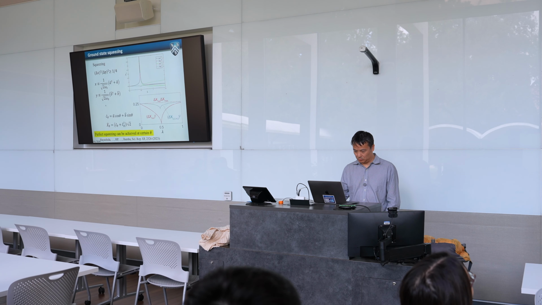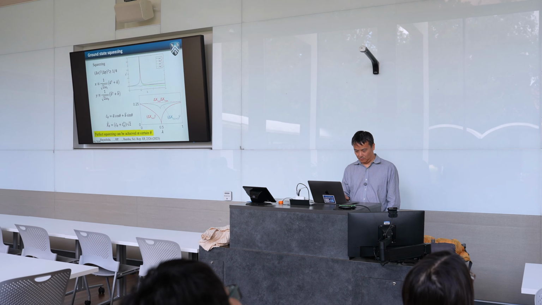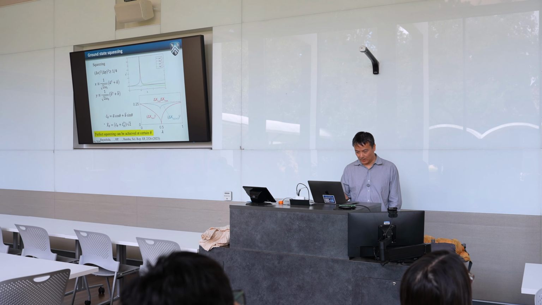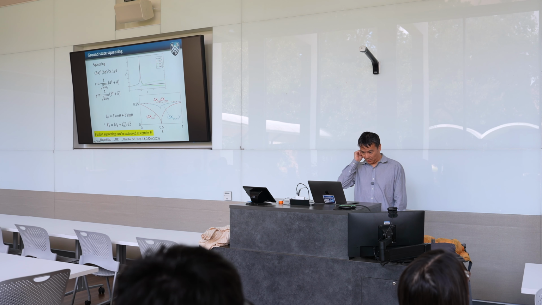But if you do it a slightly more clever way, you can define a new bosonic operator C, which is a linear combination of A and B, parameterized by this angle theta, and you can find the optimal value of theta such that this quadrature is maximally squeezed. And it turns out that the squeezing is perfect at the critical value, meaning the fluctuation vanishes for this particular quadrature.